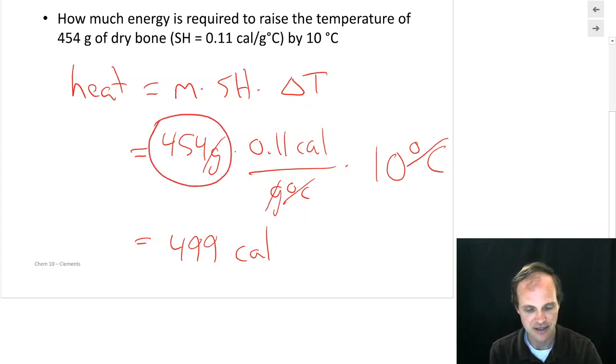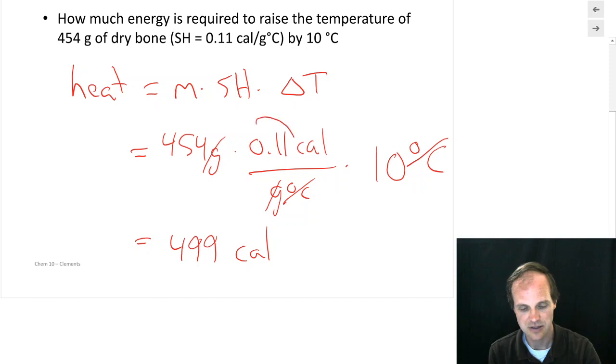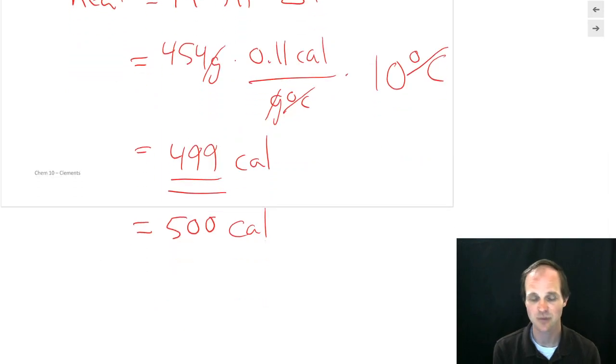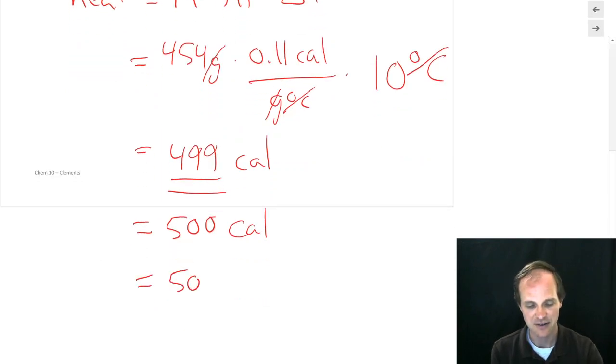But we still have to do sig figs. We've got 3 sig figs here. We've got 2 sig figs here. We're going to ignore the sig figs here. And so we only get 2 sig figs in our answer here. Can we write 500 calories? And the answer is no, because that only has 1 sig fig. We can't write 50 calories, because that's a different number, even though if we wrote 50 dot, it would have the right sig figs. We can't do that.